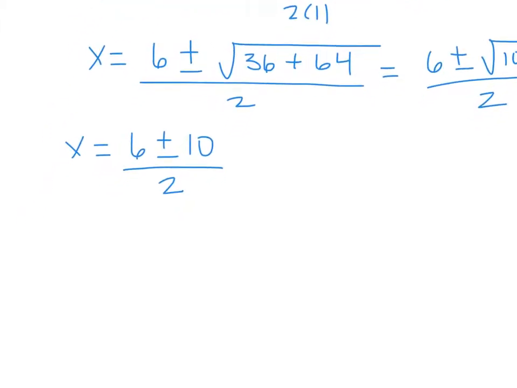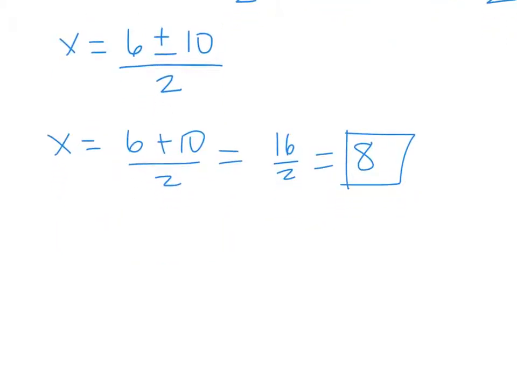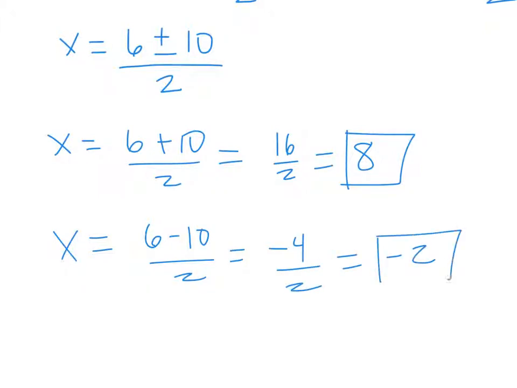All right, so we get two different solutions here. We're going to have 6 plus 10 over 2. So that's 16 over 2, which is 8. So there's one solution. And then we've got the negative case, 6 minus 10 over 2. So negative 4 over 2, we get negative 2 for our second solution.